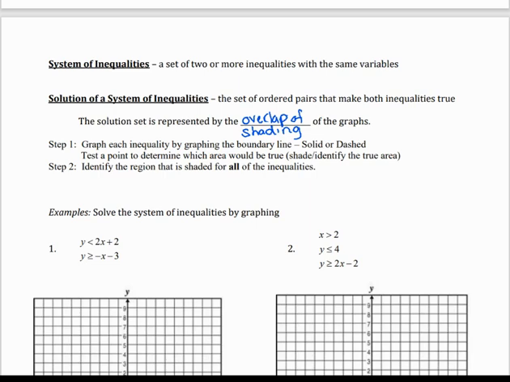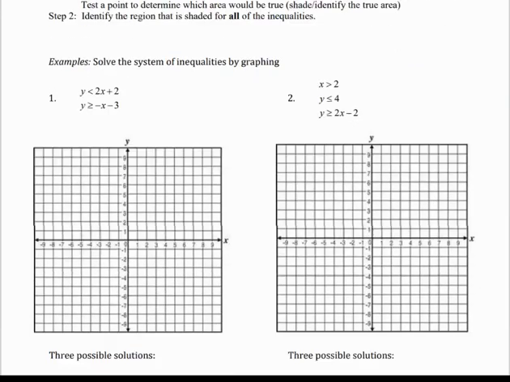And if it's just less than or greater than, we'll use the dashed line. Then we're going to use a test point to shade. And after we do both of our equations, we'll look at the overlap. So I will do number 2 with you to refresh yourself a little bit on some special case lines.